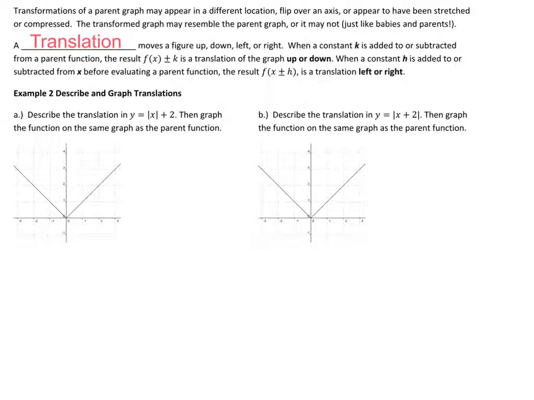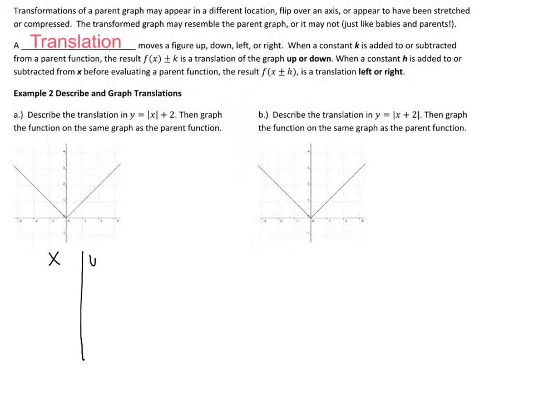In example 2, we're describing and graphing translations. In A, it says to describe the translation in y equals the absolute value of x plus 2, and then to graph the function on the same graph as the parent function. This is the parent function of the absolute value function. Before we do this, we're going to create a t-chart.